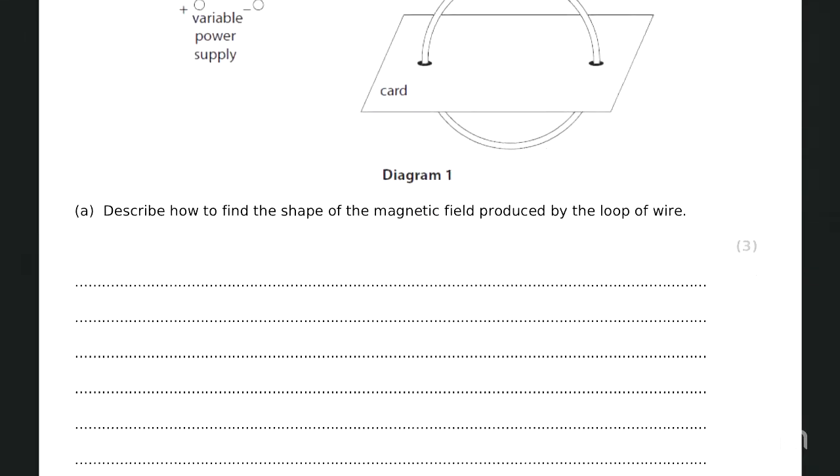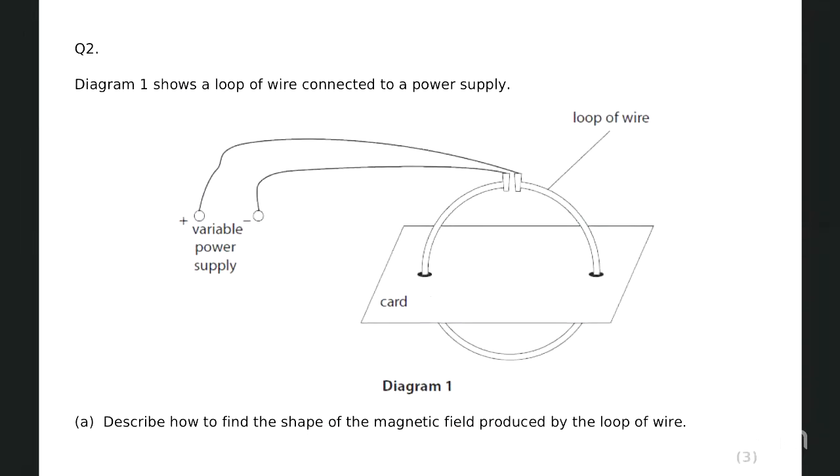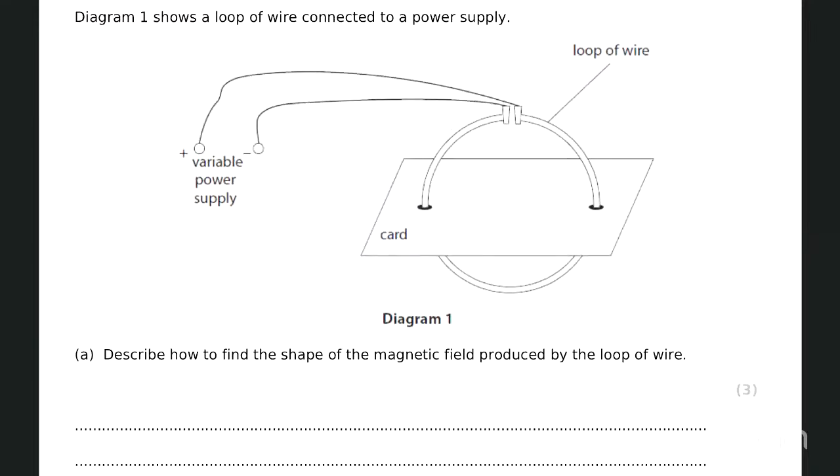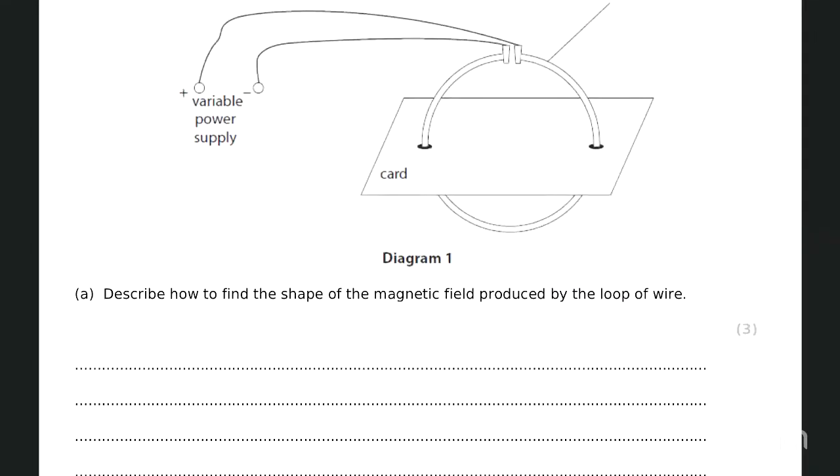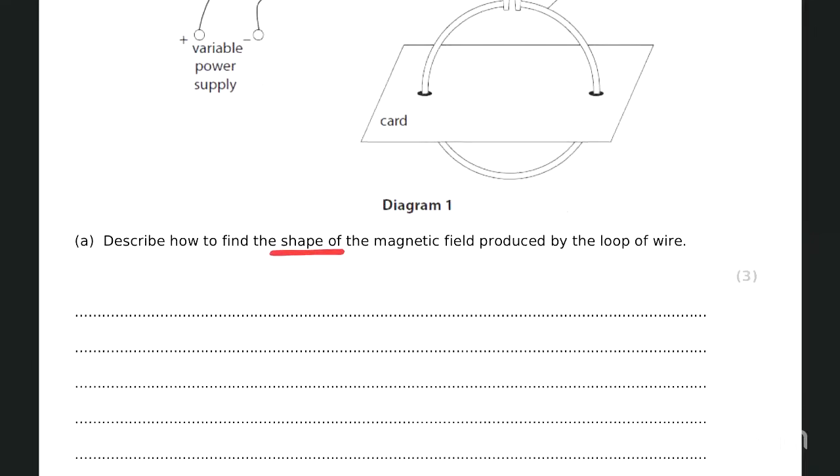Question two. So here we have a power supply and all the stuff given. Describe how to find the shape of the magnetic field produced by the loop. When you're going through these sort of questions, you can underline the most important parts, right? So here they are focusing on the shape. They're asking the shape, not any directions or anything like that.